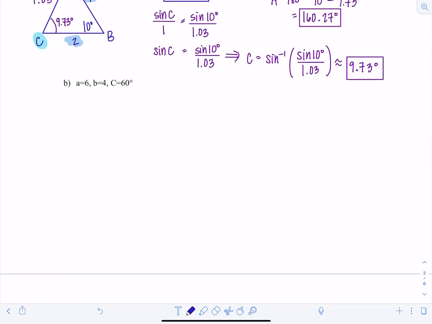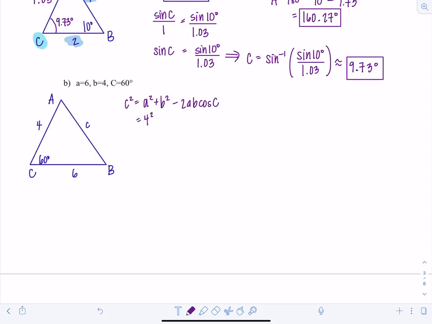So we have side A is 6, side B is 4, and angle C is 60. Okay, so they gave me angle C, that's 60 degrees. Here's angle A, angle B. Side A is 6 and side B is 4. So first thing I'm going to do is find side C. So side C squared equals A squared plus B squared minus 2AB cosine C. So that's going to be 4 squared plus 6 squared minus 2 times 4 times 6 times cosine of 60.